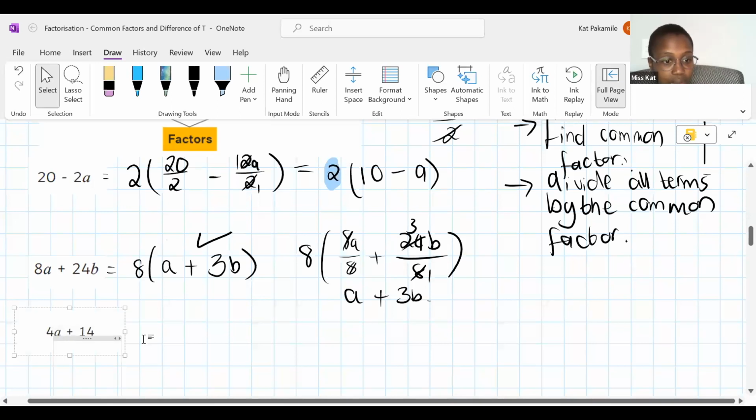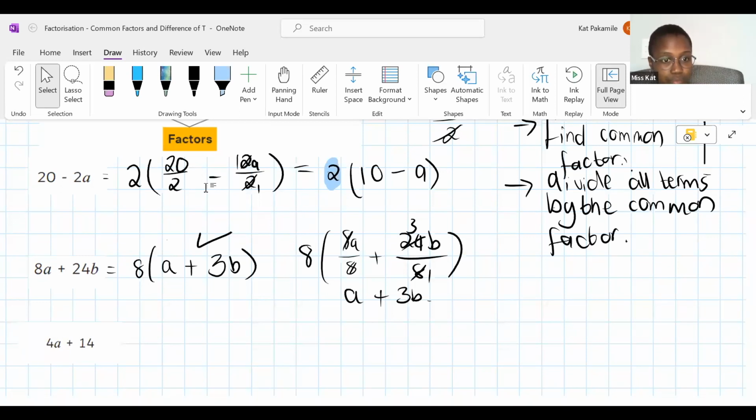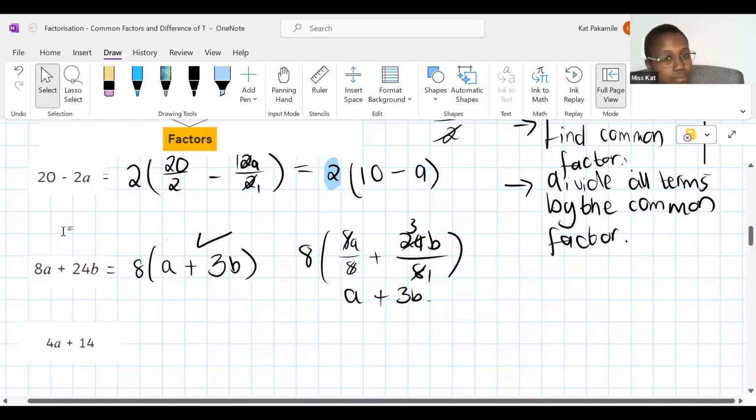Ma'am, I just want to ask a question. By the first one, we said 20 minus 2a. Do we have to go according to like the common factor? Like if we used a common factor of 20, which is 4, will we still be right? Or do we have to use the same number as the common factor for 20?